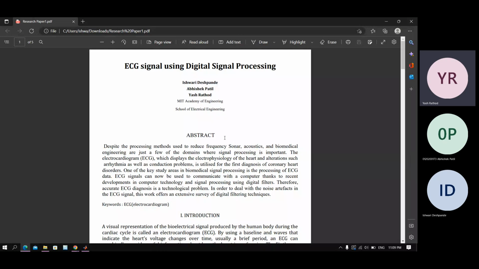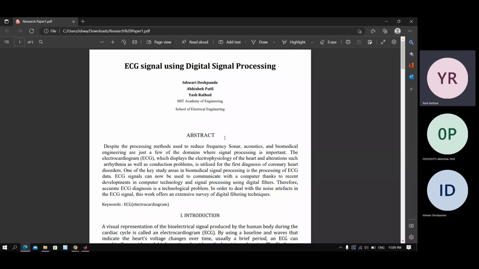As we all know, an ECG signal is recorded with the help of a graphical phenomenon to observe the electrical activity of the heart. At the time of recording, no noise should be mixed in with the original signal to make changes. That is why it is mandated to avoid noise in ECG signal processing. In the processing method, we use frequencies in areas like sonar, acoustics, and biomedical engineering.